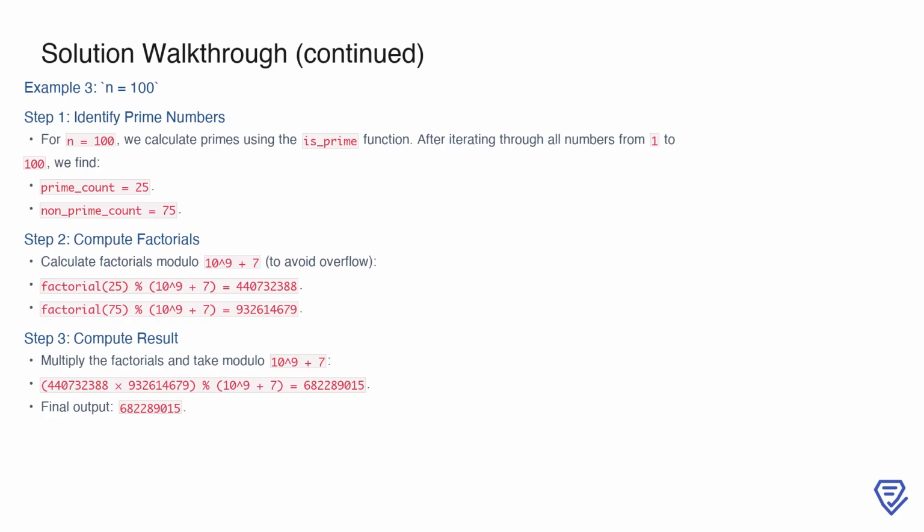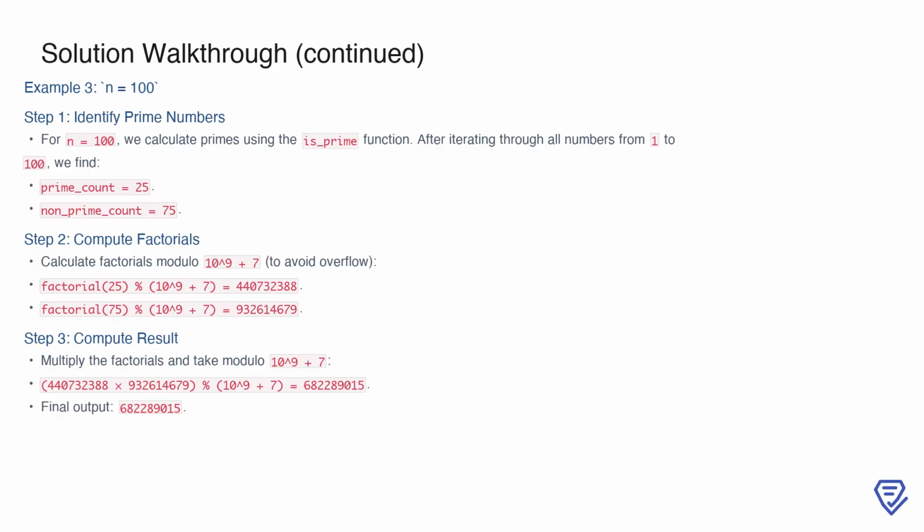For an even larger example, let's consider n equals 100. Here, we identify the prime numbers from 1 to 100 using the is_prime function. After iterating through all numbers in this range, we find that there are 25 primes and 75 non-primes. Since the factorials of such large numbers grow extremely quickly, we calculate them modulo 10 to the power of 9 plus 7 during the computation to avoid overflow.